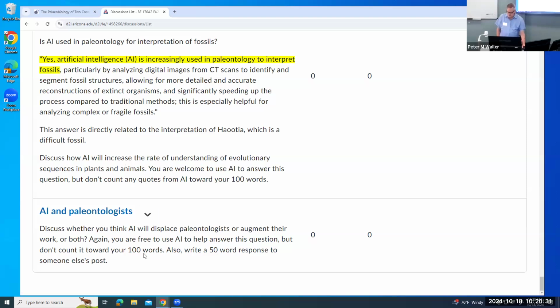And then the second question is, discuss whether you think AI will displace paleontologists or augment their work or both. Like, if you have an AI analyze that, do you really need a paleontologist? AI is going to do better than a paleontologist, and I'll explain why in a minute. Maybe not now, but next year, the year after. So, and I'll explain how AI works, how they develop it.